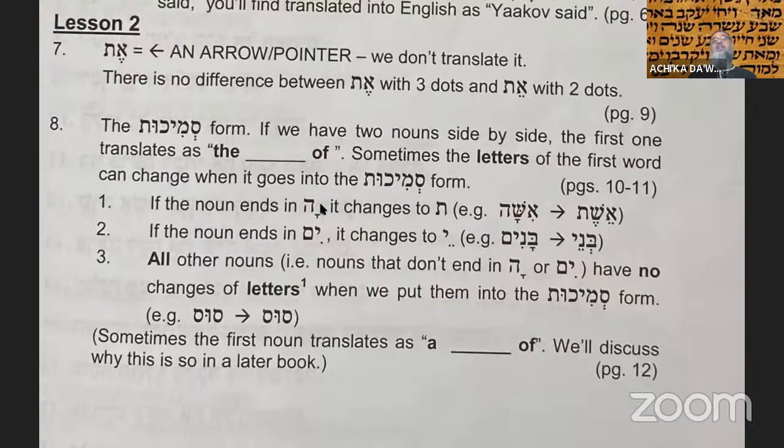nouns side by side, the first one will translate as "the blank of." And you could put any noun you want in that blank. Okay. The only rule is if that one that you're going to put in that blank had a hey or an im on the end of it, you got to change it. So sometimes the letters of the first word can change when it goes in, like we talked about. So if the noun ends with a hey, you got to change it to a tav.